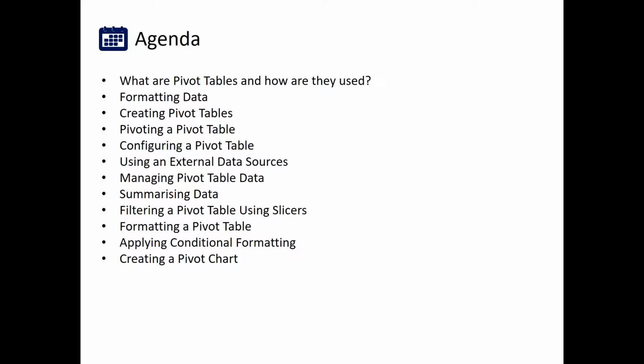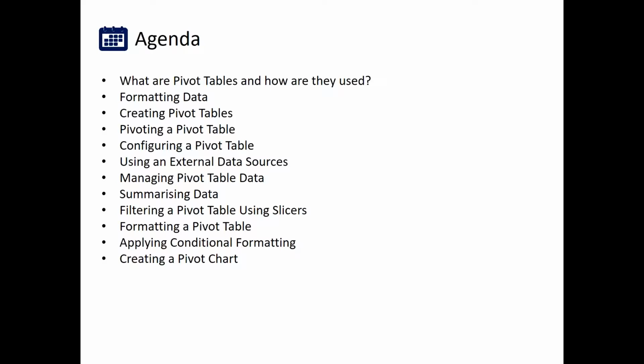So this is what we're going to cover in the session today. Again, I'll just give you a general overview about what pivot tables are and how they're used. We'll then jump straight into formatting data, so how you can take your raw data and clean it up, ready for use in a pivot table. We'll then go in and create a pivot table, and I'll show you how you pivot that pivot table, which is the whole point of a pivot table. We'll then look at some of the things you can do to configure a pivot table, and also how you can use external data sources.